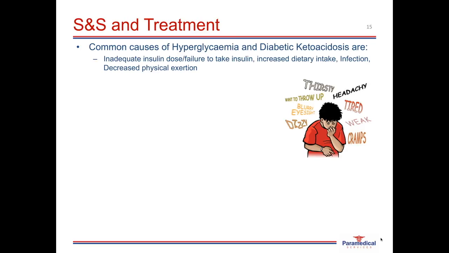Common causes of hyperglycemia and diabetic ketoacidosis are inadequate insulin doses, failure to take insulin, increased dietary intake, the presence of an infection, or decreased physical exertion. And DKA may be the first presentation or sign and symptom that somebody's got diabetes. So this may be a person who has not been previously diagnosed with diabetes, and they present to the paramedics or the emergency room with the signs and symptoms of diabetic ketoacidosis with no previous history.